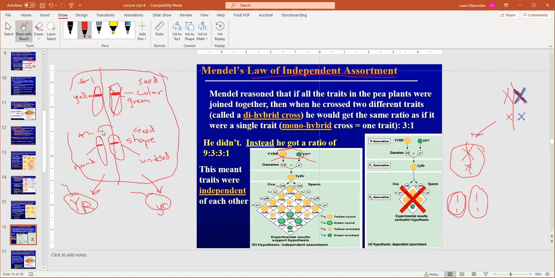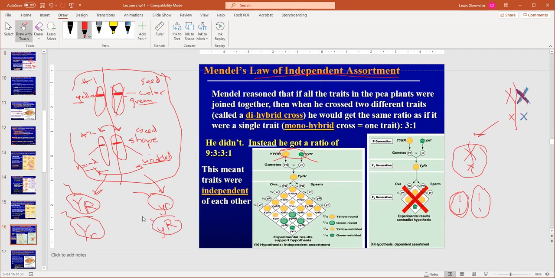But if it flips, right? Remember, it can flip on the metaphase plate. So round would end up on this side and wrinkled would end up on the other side. So now we would have yellow wrinkled, because these flip on the metaphase plate, and this one would be green and not wrinkled anymore, but round. So we could get all four of these variable gametes, and that's what it's showing you here, right? Yellow round, yellow wrinkled, green round, and green wrinkled. You see that?